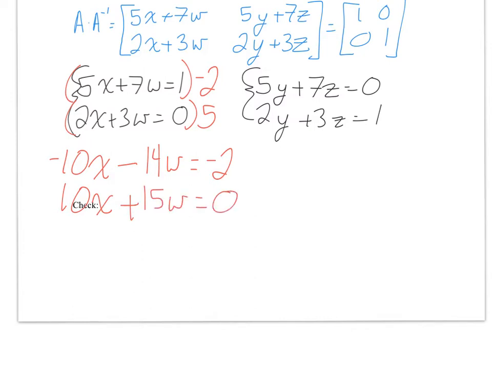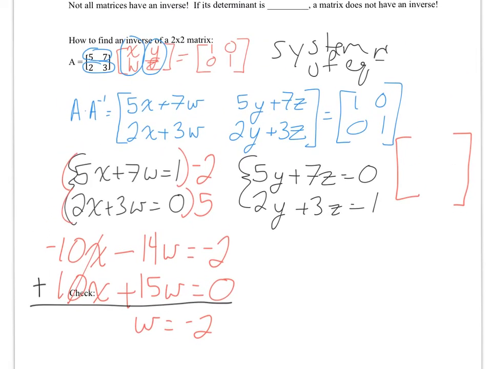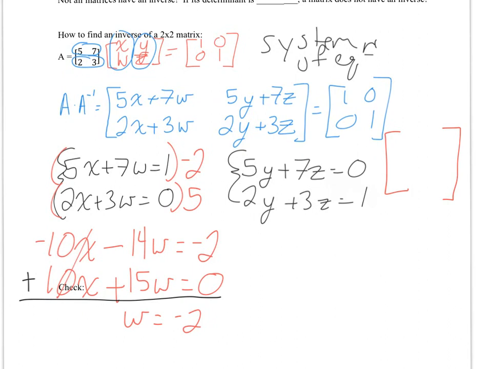And then I can add those guys together. This guy will cross off, and I'm going to get w equals -2. So I already found one of my elements. Okay? So let's just set that up over here, which means we're going to have to look at where w fell. So w's in this bottom corner here, so that guy right there is a -2.